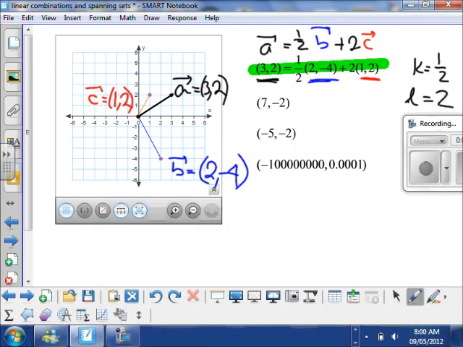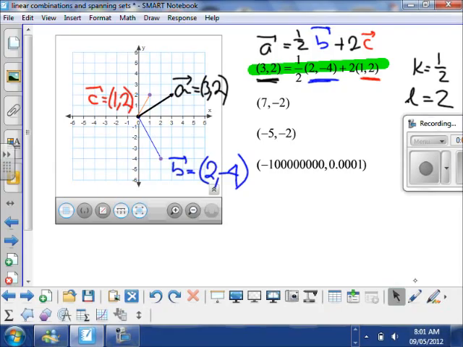Good. Now let's make sure that my algebra is correct. You know, I have a hard time with my algebra. So I have to check that 3 equals 1 over 2 times 2, that's 1, plus 2 times 1, that's 2, 2 plus 1 is 3. My x coordinate is okay. My y, 2, needs to equal 1 over 2 times negative 4, so that's negative 2, plus 2 times 2, that's 4. Negative 2 plus 4 is 2. So yes, both x and y are correct. Beautiful. Algebraically, life is good.